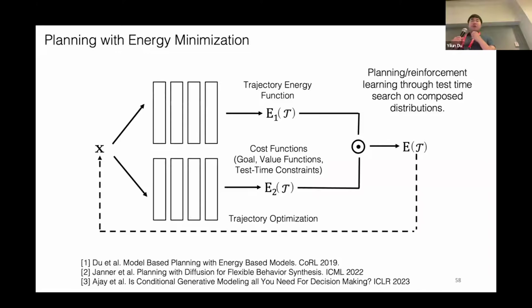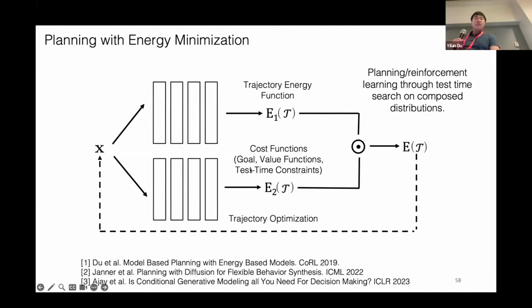To do this, we can represent decision making, like either planning or reinforcement learning, simply as composing several objectives or energy functions. You can have one energy function that has low energy for all valid trajectories in the environment. And then you can make the objective function you want to optimize, whether it's your goal, a value function, or test time constraints, a separate energy function over the trajectory. So trajectories that maximize your objective function would have low energy, and otherwise they would have high energy.